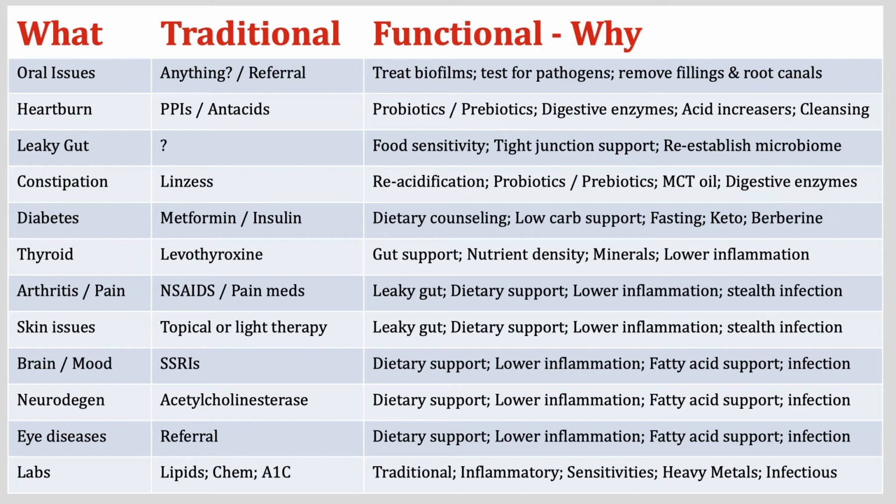Heartburn. It's not an excess of acid in the stomach. It's excess acid in the esophagus, mainly caused by insufficient acid in the stomach. So functional medicine understands that. We do an extensive GI map, for example. We're looking at tight junctions. We're looking at the microbiome in great detail. Constipation, leaky gut, thyroid. It's not always a T4 deficiency.